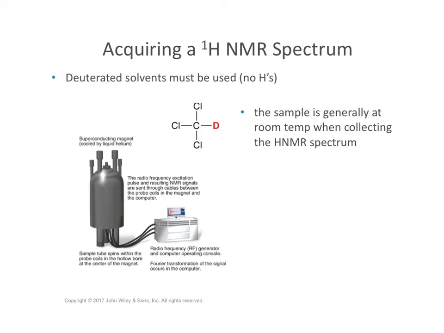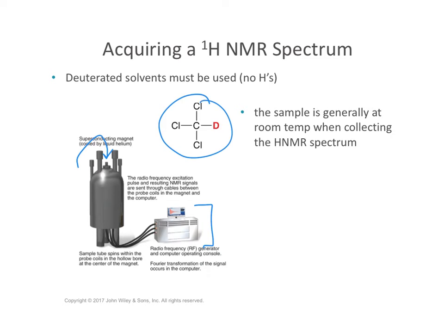This is a very simple illustration of an NMR. So you would insert the sample here, and then the sample tube will spin within the probe and be exposed to the magnetic field. Then you have a radio frequency generator and a computer operating console, and the Fourier transformation of the signal occurs in the computer.